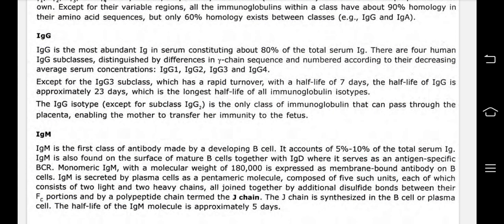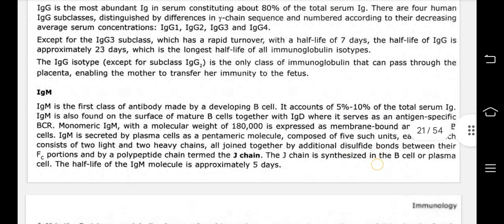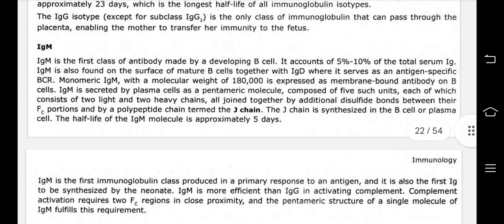The IgG isotype, except for subclass IgG2, is the only class of immunoglobulin that can pass through the placenta, enabling the mother to transfer her immunity to the fetus. Which one? IgG. Then IgM. IgM is the first class of antibody made by a developing B cell. It accounts for 5 to 10% of the total serum Ig.